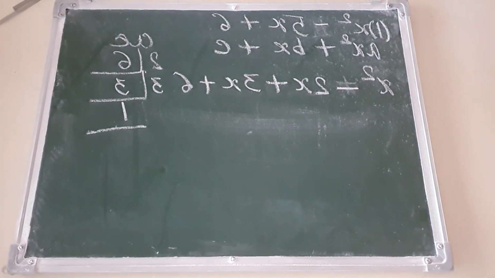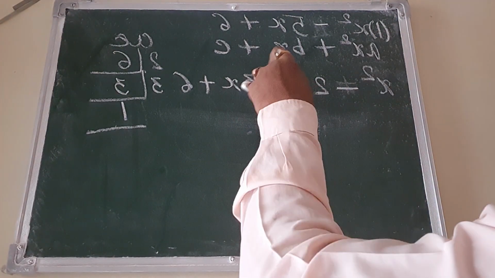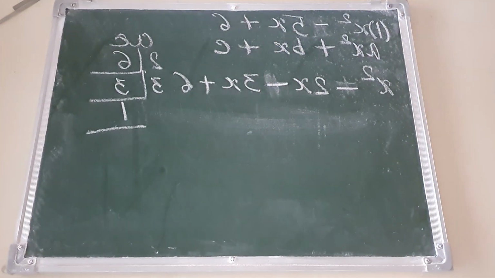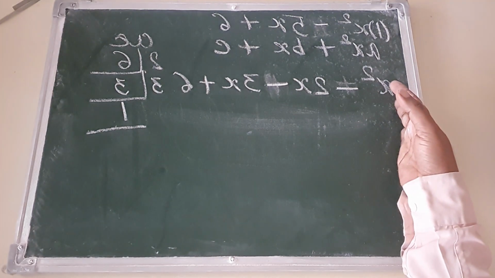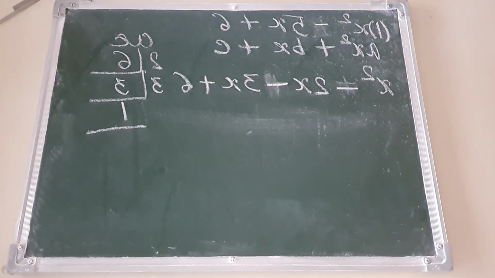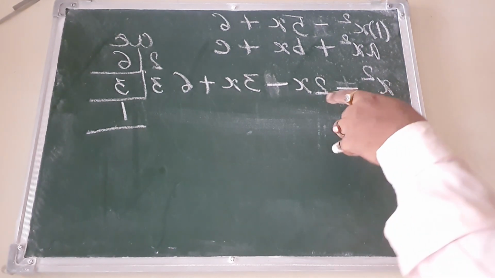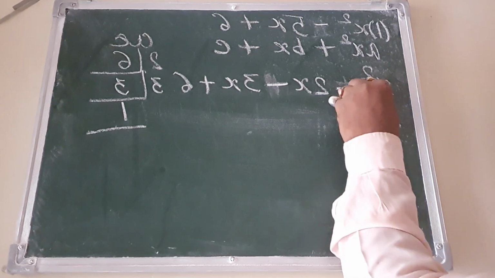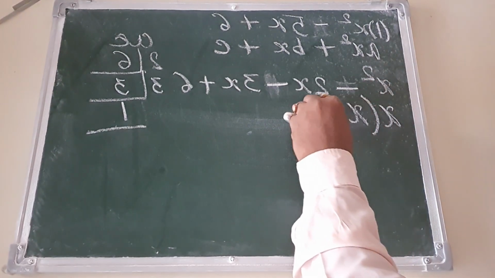You can understand. And here it becomes minus 3x. So the equation becomes x square minus 2x minus 3x plus 6. So I think you are understanding this much. So from the first two terms x is common, so in the bracket it is x minus 2.